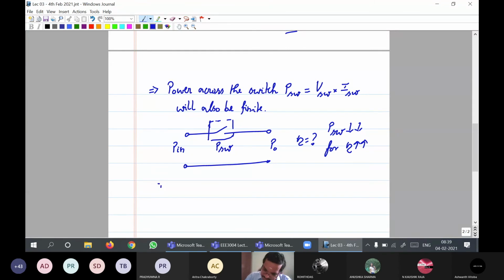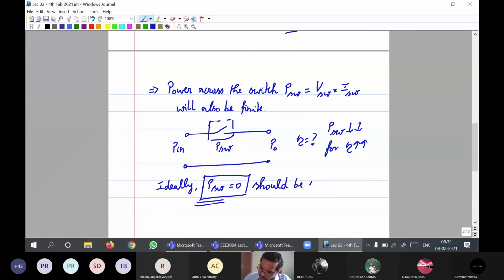Ideally. Zero. Good. This is why somebody was saying power dissipated across the switch should be zero. This is what is expected. Ideally, PSW should be zero. It is not equal to zero, it should be zero. This is the most preferred way of processing electrical power. Don't have any power dissipation across the switch, across the intermediate element. It could be anything. It could be inductor, resistor, transformer, not resistor. Resistor doesn't allow that. That is why we don't use that resistor.